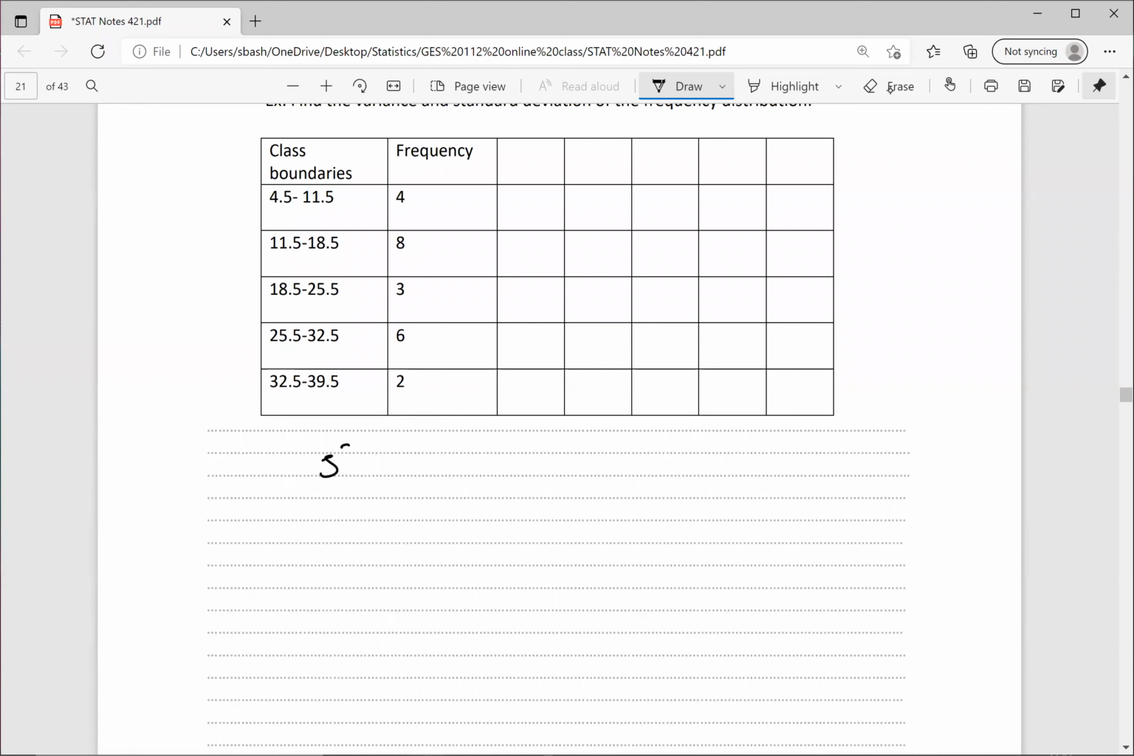It was given by s square equal to n multiplied by sigma of f times xm square, minus sigma of f times xm, whole square, divided by n times n minus 1, where xm is the midpoint of the class and n is the total number of the frequencies. We are going to apply this again in this example.